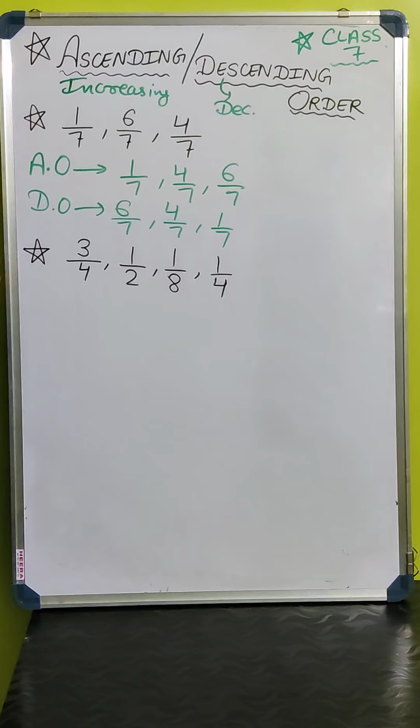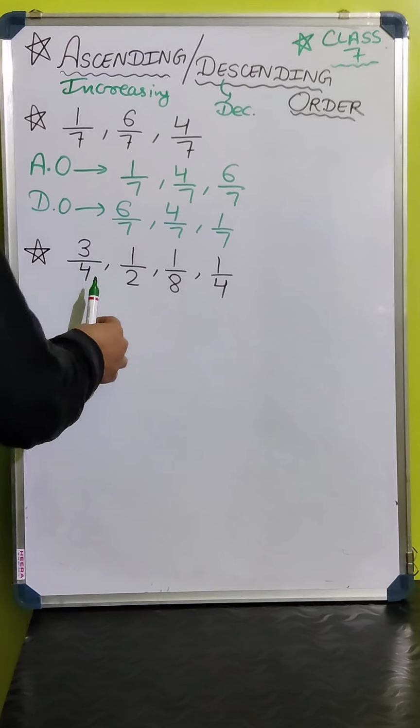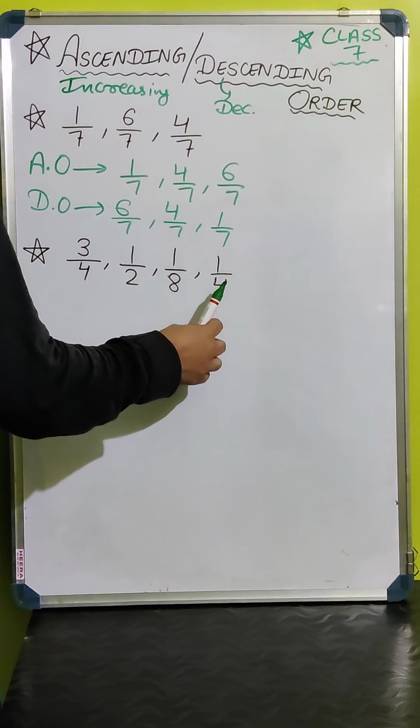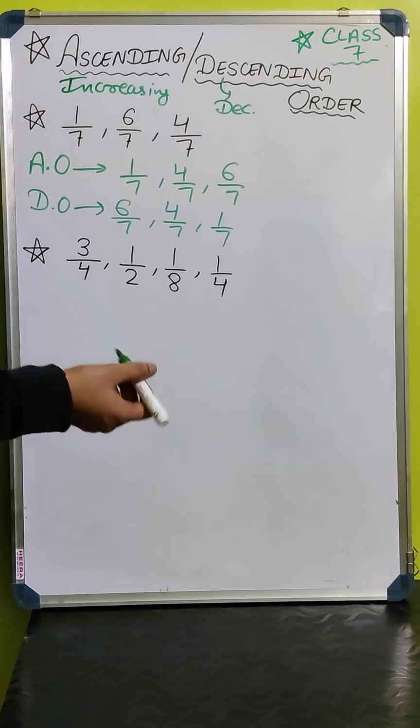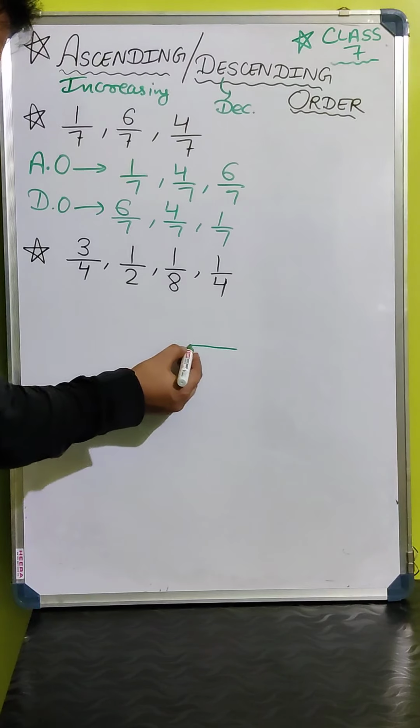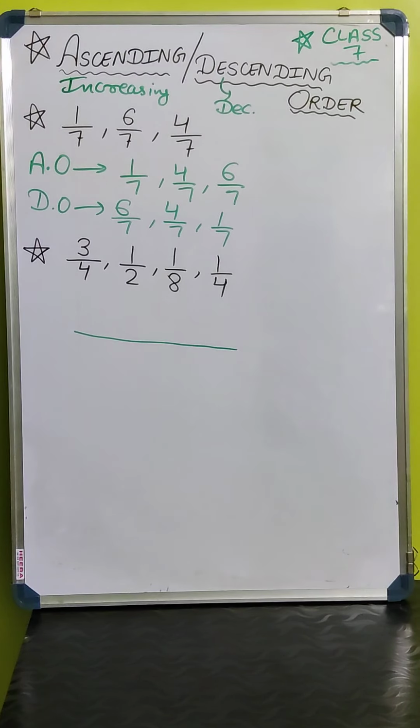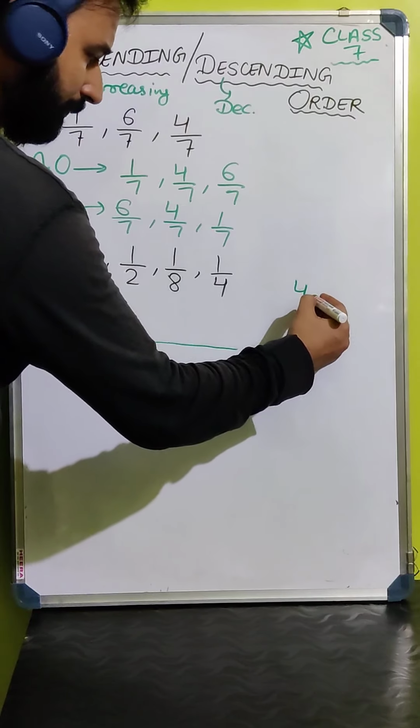But in the next example, I have taken 3 by 4, 1 by 2, 1 by 8 and 1 by 4. Now you can clearly see 4 and 4, two denominators are the same, but 2 and 8 are also there. So first of all we will make the denominators the same. First of all I will take the LCM. I hope you will take the LCM.